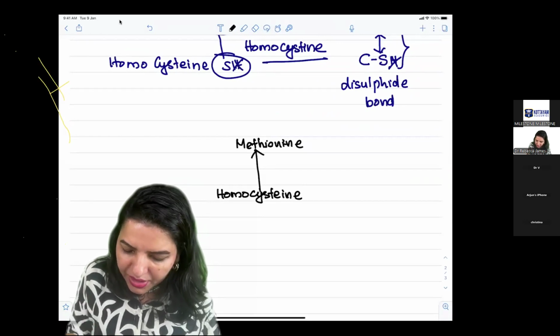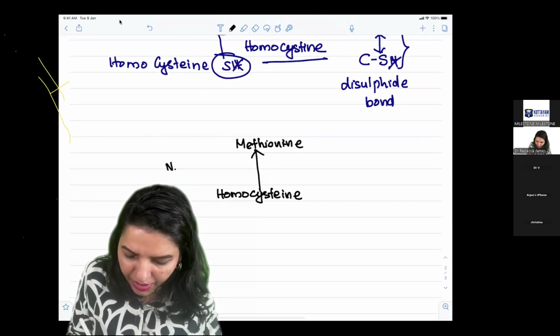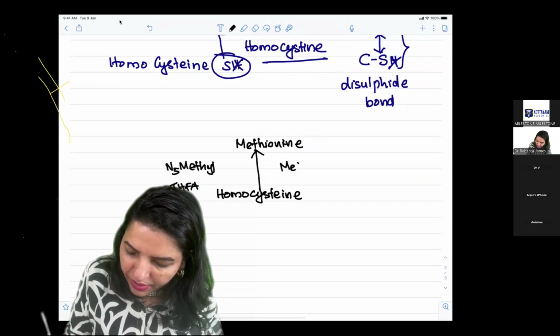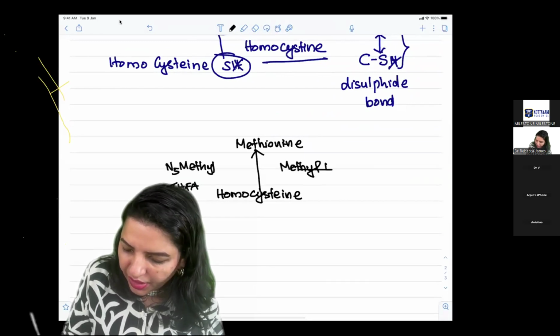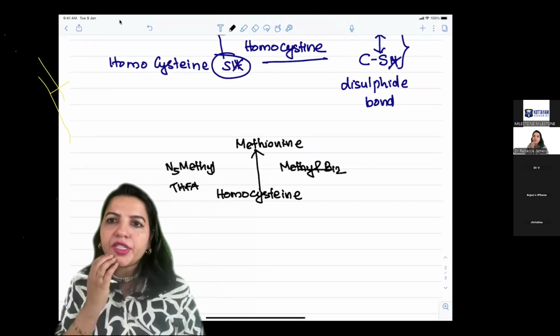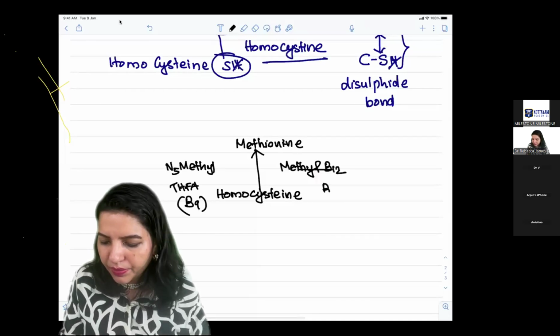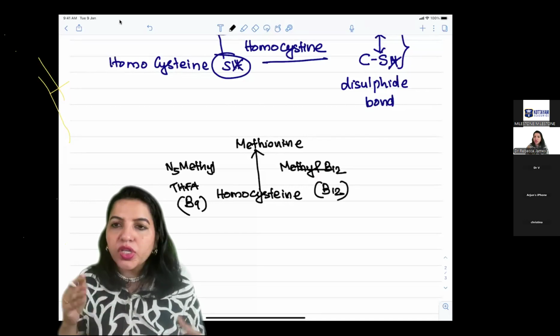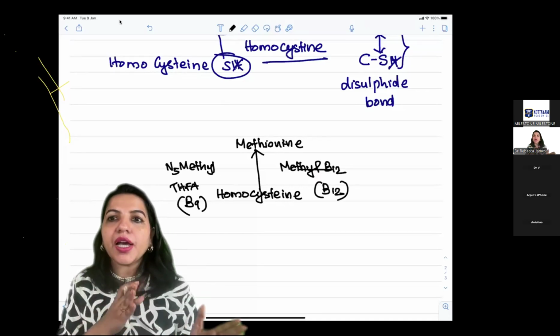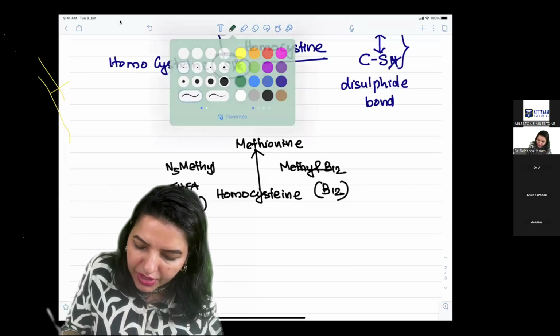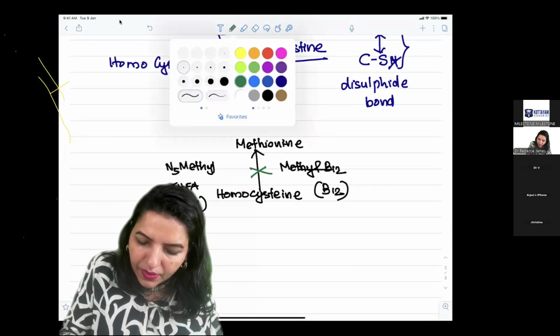So, which are the two vitamins required there? One is N5 methyl THFA. I'm not writing the reaction. And this also requires methyl B12. So, two vitamins are required there. One is B9 and the other is B12. So, if there is any defect in B9 or B12, then the upward fate is affected.